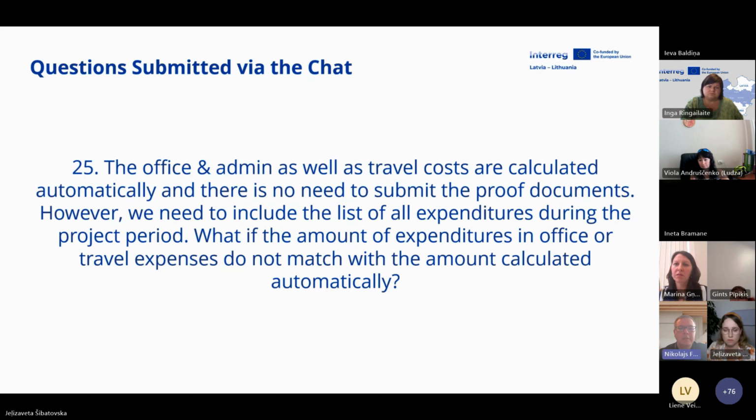Just to add that those flat rates are inserted, calculated, and included in the report automatically. They will be in the whole amount. So anyway, you don't need to include them in any way. They will be included automatically. And for real costs, for real amounts of expenses related to office and travel costs, you don't need to insert anything.